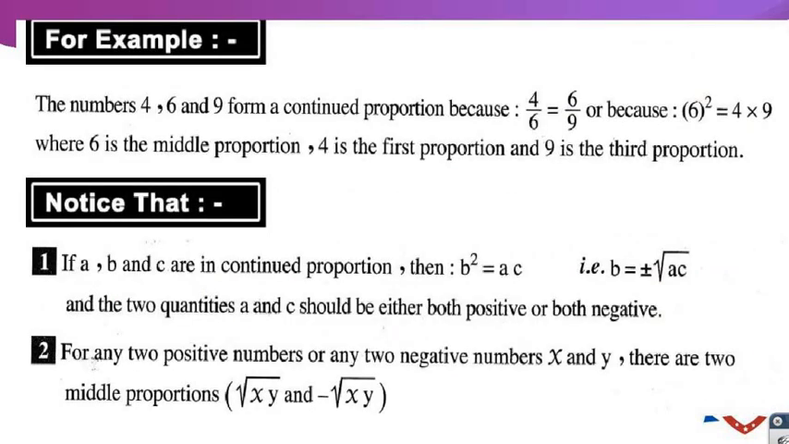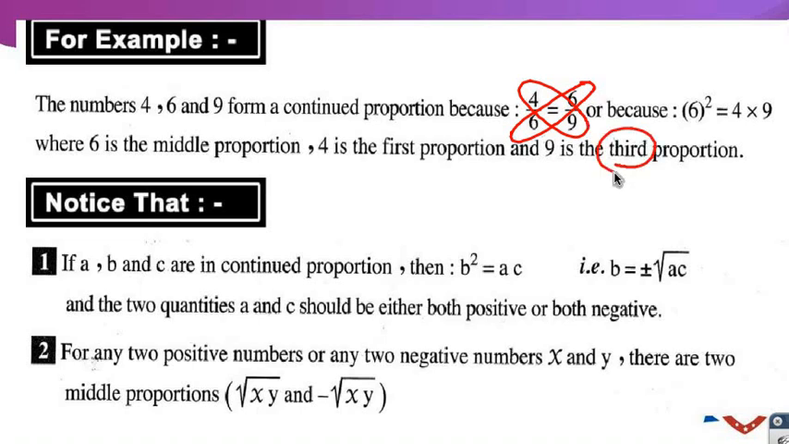For example, the numbers 4, 6, and 9 form a continuate proportion because 4 over 6 equals 6 over 9, or 6 squared equals 4 times 9. The product of extremes equals the product of means. 6 squared equals 36, 4 times 9 equals 36. 4 is called the first proportional, 6 is called the middle, and 9 is called the third.